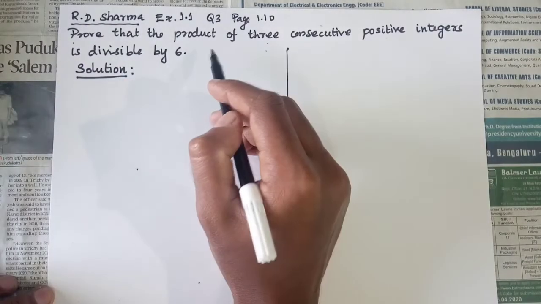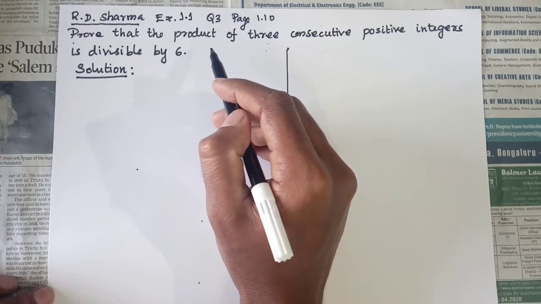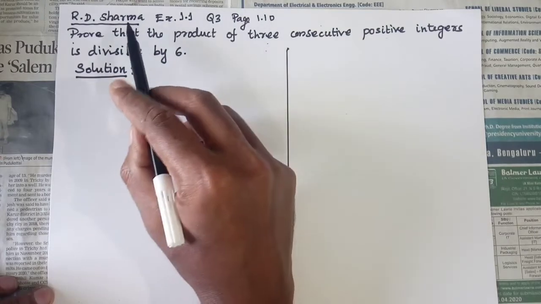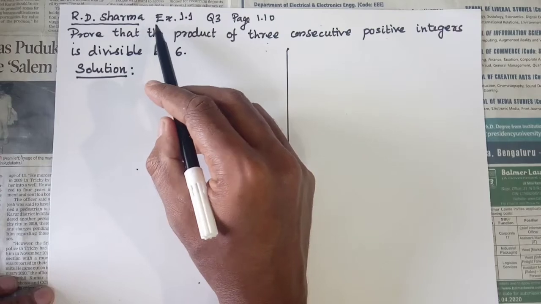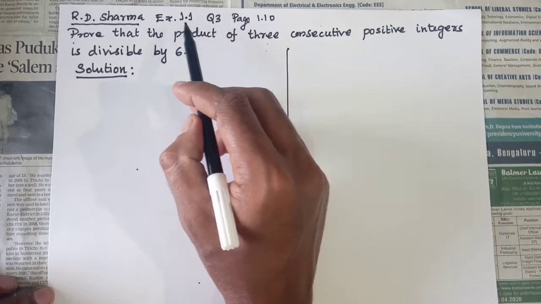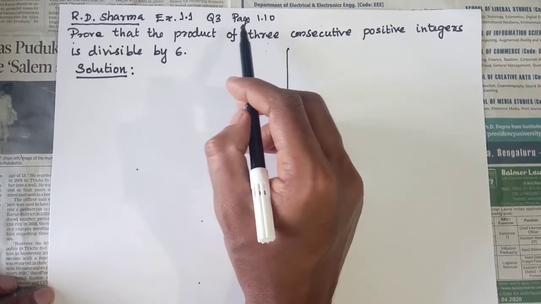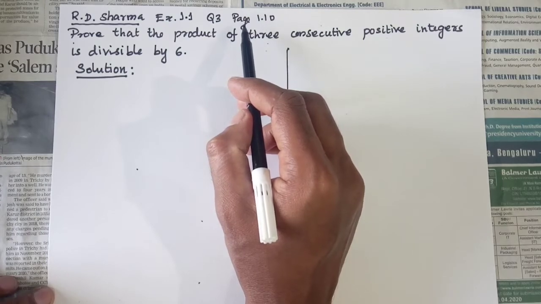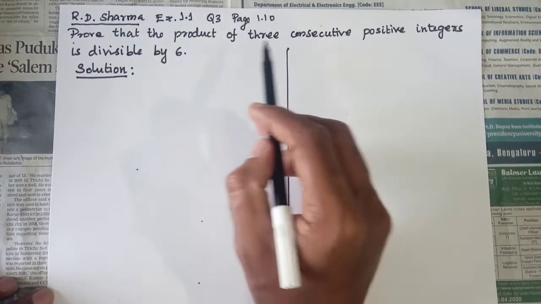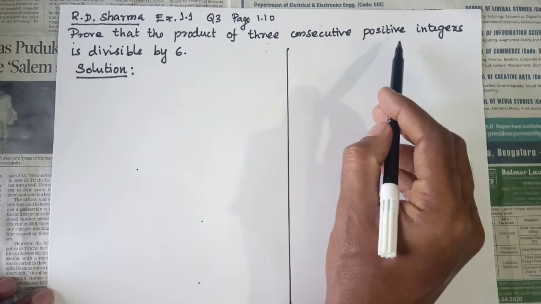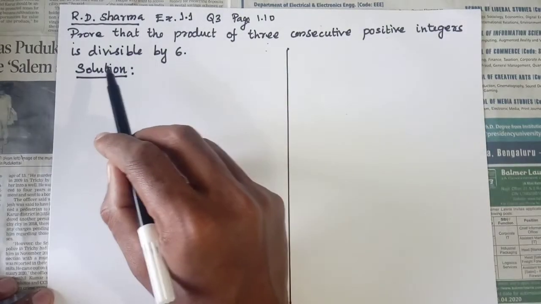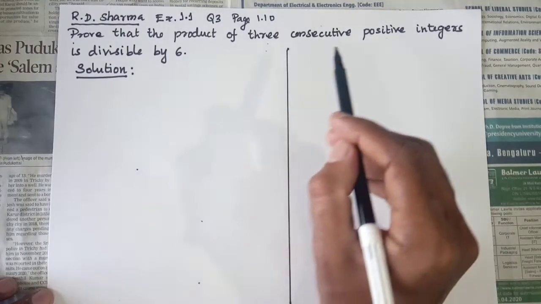Dear students, the question today we are going to discuss has been taken from the RD Sharma text of 10th standard mathematics, exercise 1.1. The question number is 3 from page number 1.10. The question is, we have to prove that the product of three consecutive positive integers is divisible by 6.